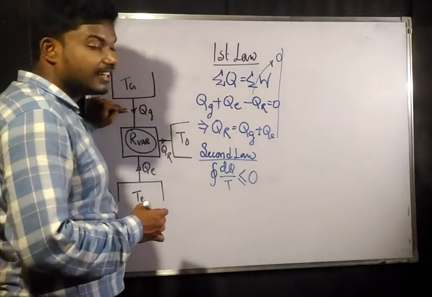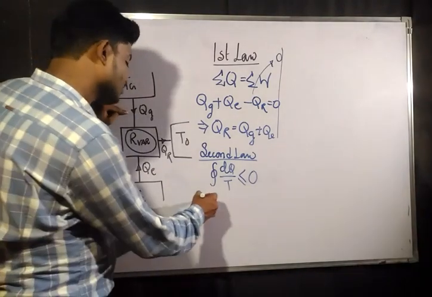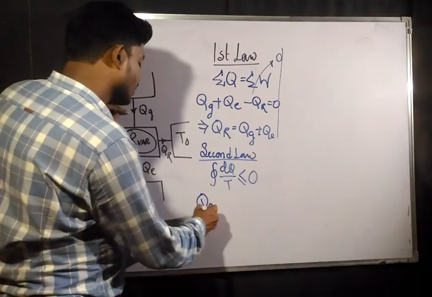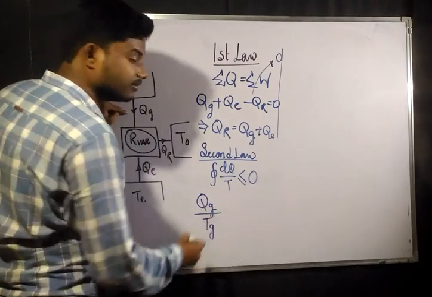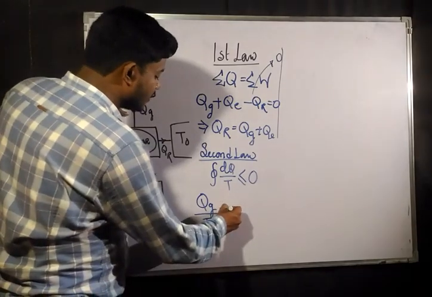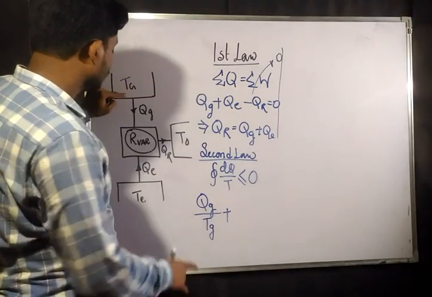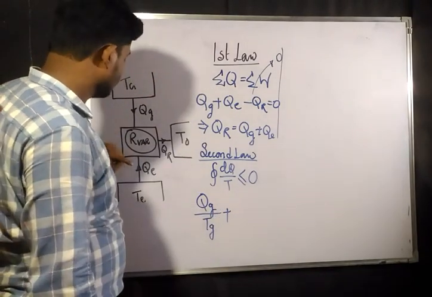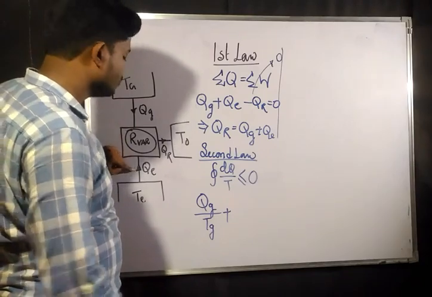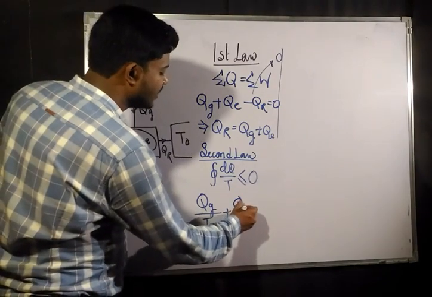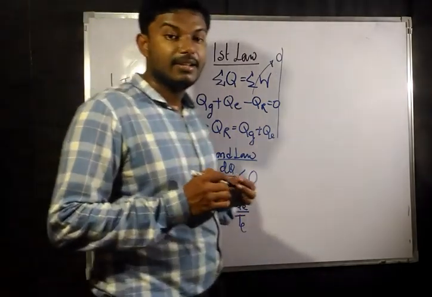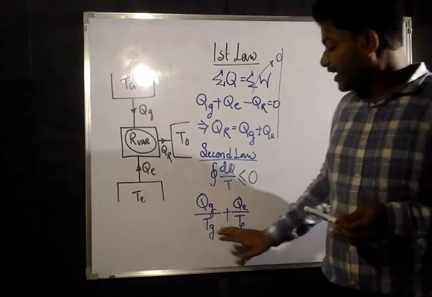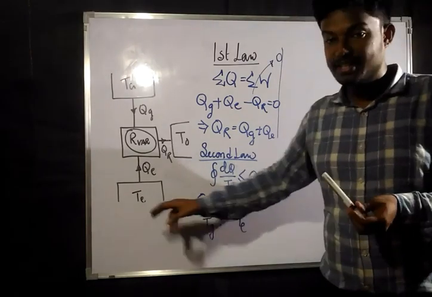So the first heat that has been getting interacted is Qg. At what temperature is it going to get the interaction? It is at Tg. Plus, this is positive because heat is getting added to the system. This will also be positive, because it is also getting added to the system. So Qe is the evaporator heat that has been getting interacted at a temperature of Te.